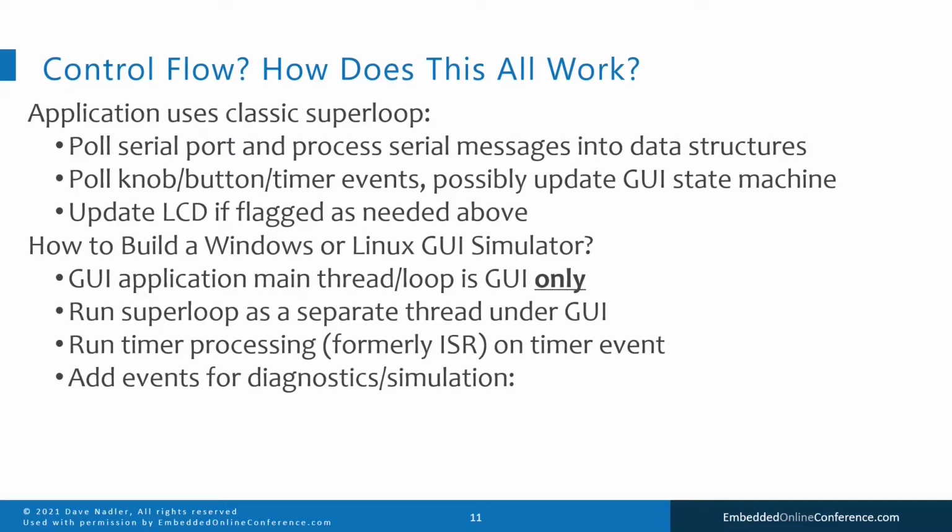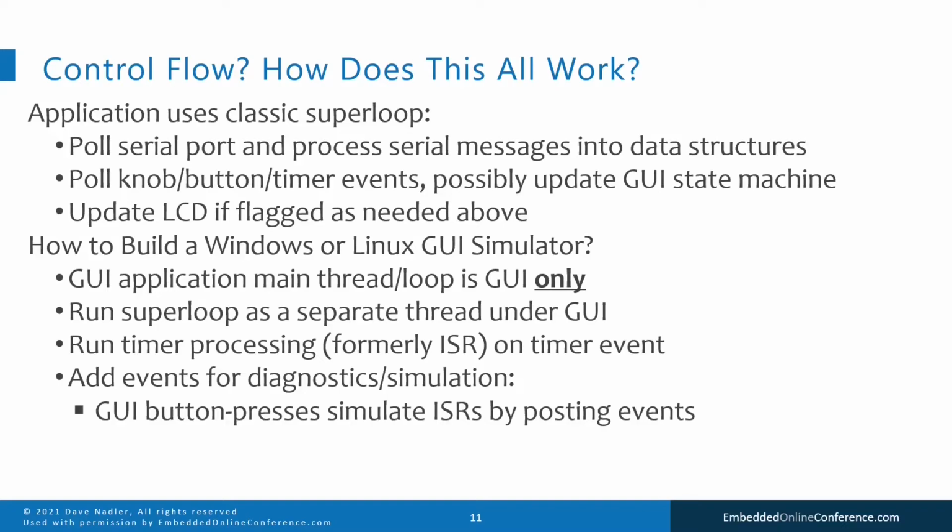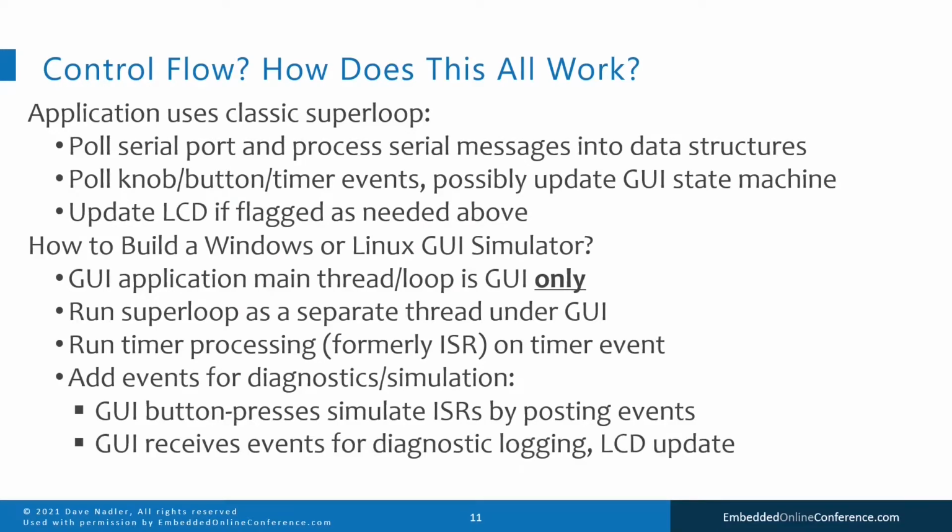We're going to need to add a few events for diagnostics and simulation. Events need to flow in both directions between the simulator GUI and the embedded application. So what does that mean? It means when you press a button on the GUI, for example, simulating turning the knob to the right, we're going to simulate what the ISRs would do by posting events.